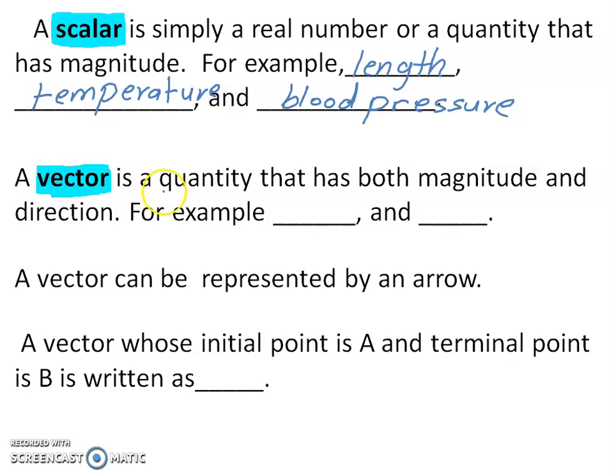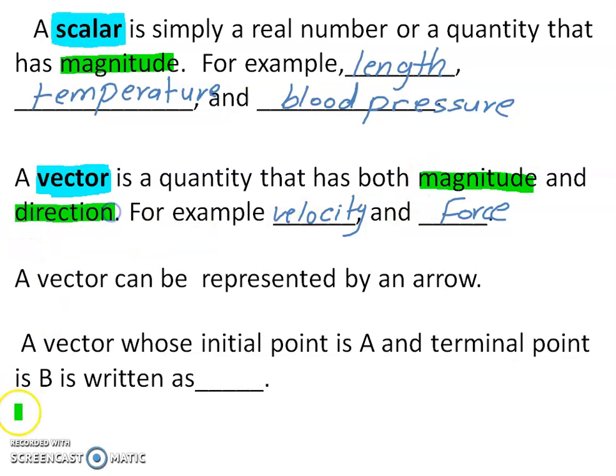But a vector is a quantity that has both magnitude and direction. For example, velocity and force. So a scalar has magnitude only, but a vector has magnitude and direction. A vector can be represented by an arrow. So this is a vector. It is represented by an arrow.